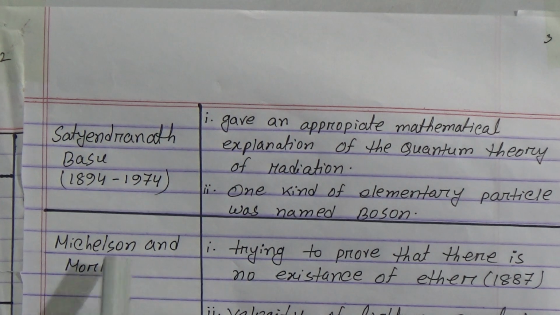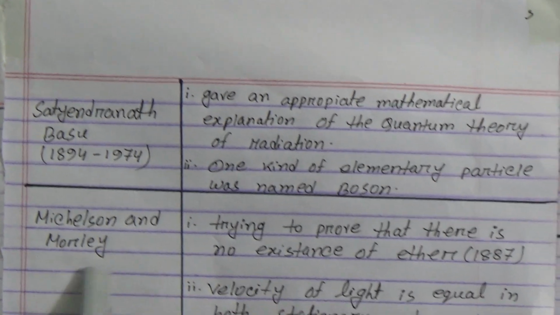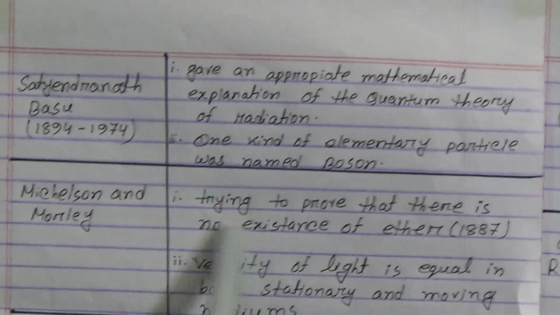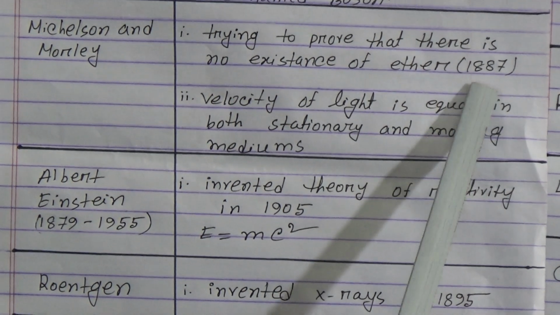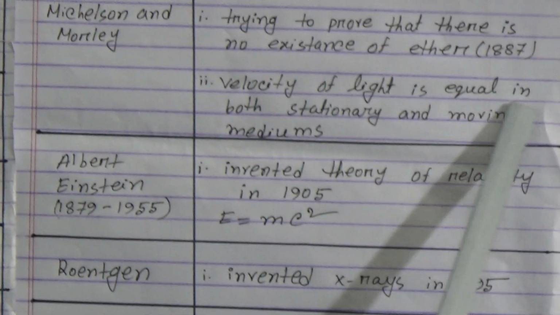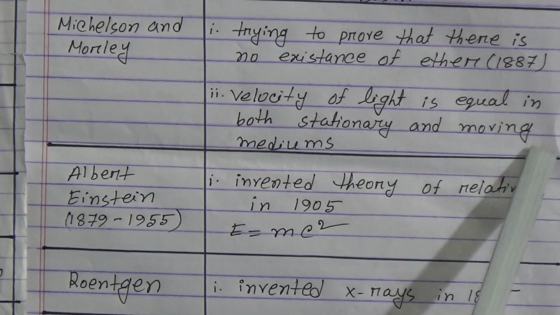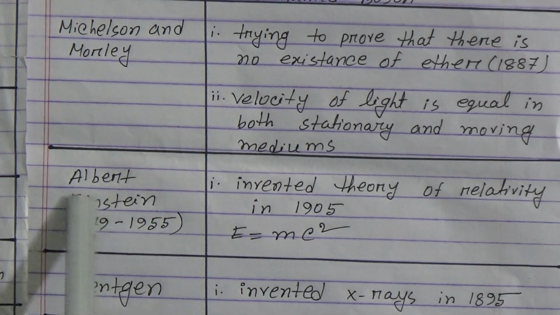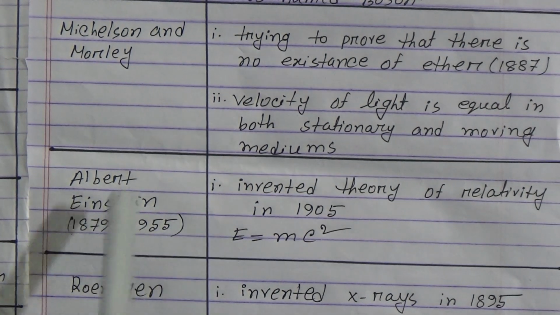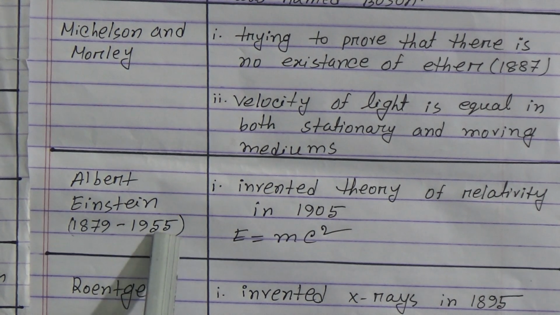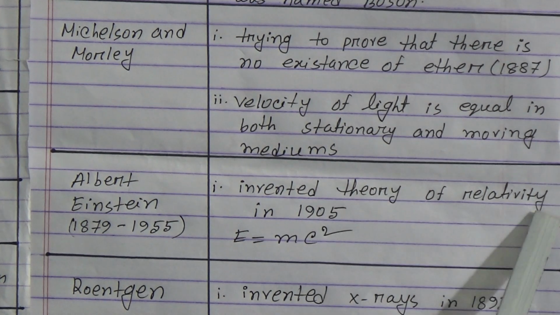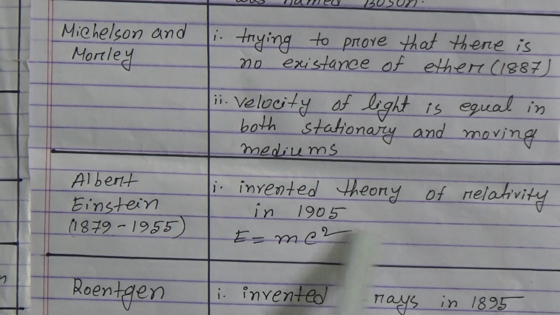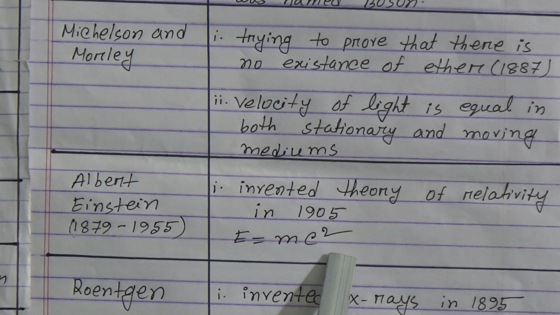Michelson and Morley. The scientists' names are Michelson and Morley. Their invention is trying to prove that there is no existence of ether, 1887. Number 2, velocity of light is equal in both stationary and moving mediums. The scientist's name is Albert Einstein, 1879 to 1955. His invention is the theory of relativity in 1905. E equal to mc square.